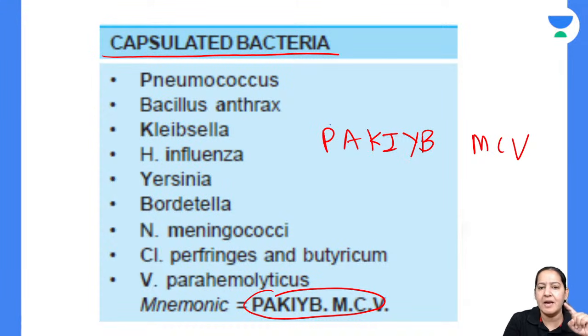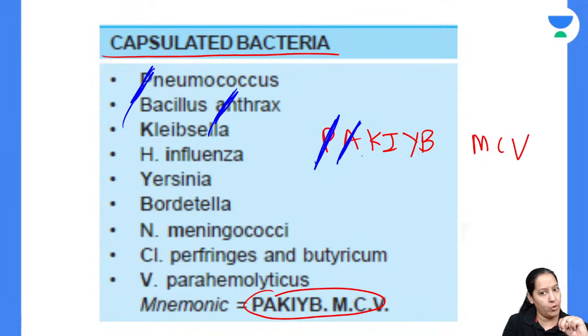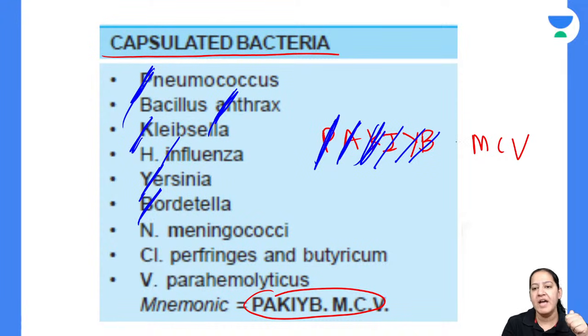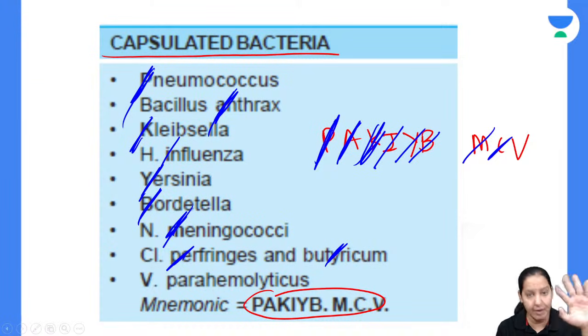So what are the bacteria here? P stands for Pneumococcus. A stands for Anthrax. K stands for Klebsiella. I stands for Influenza. Y stands for Yersinia. B stands for Bordetella. M stands for Meningococcus. So Pneumococcus is there, Meningococcus is also there. C stands for only 2 Clostridium, not all. Only 2 Clostridium are capsulated: Clostridium perfringens and Clostridium butyricum. It is not Clostridium tetani and Clostridium difficile. They are not capsulated because they are not on this list.